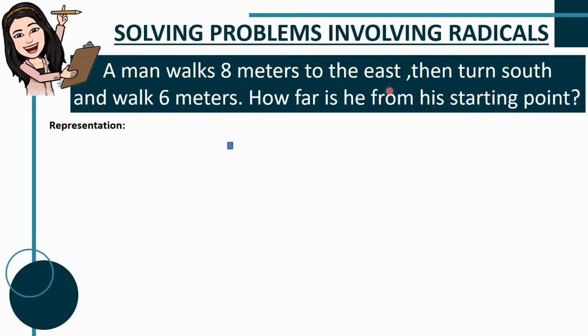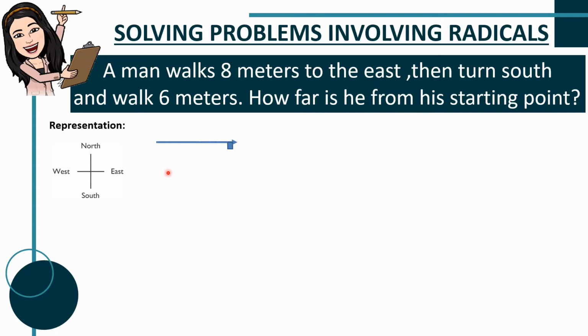Now, to represent this, let us have first the concept of direction. Ito yung north, east, south, west. So, dapat alam natin yan. Sabi dyan, a man walks 8 meters to the east. So, pag pupunta sa east, ayan, papunta siya sa right.